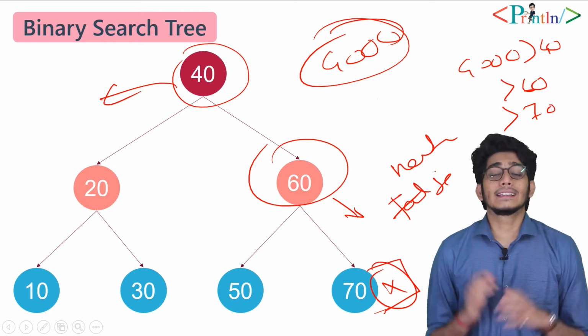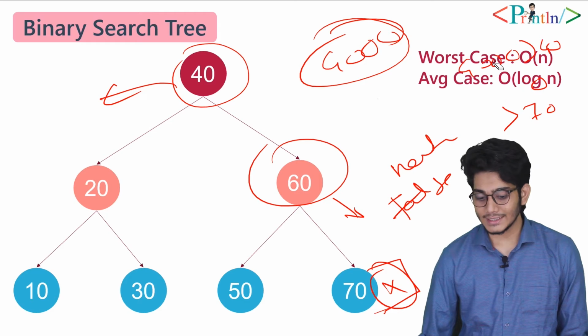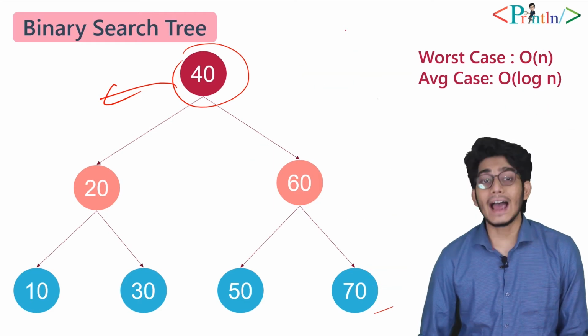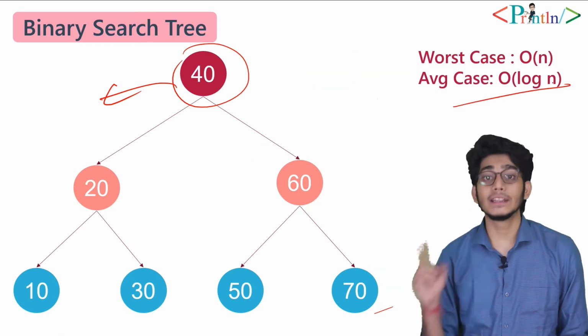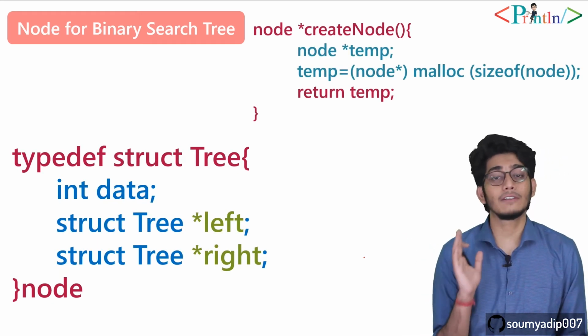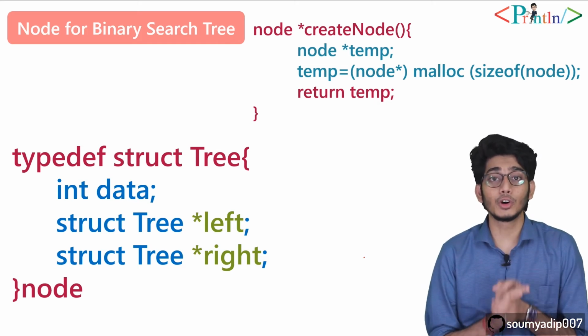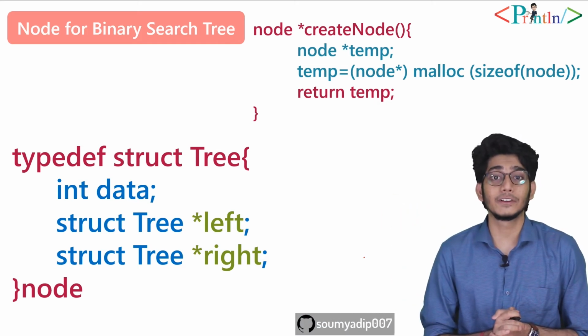So this is how we can search any element within a BST. The worst case time complexity is O of n and for the average case it will be log n. At first we have to construct the tree and insert some values. I have already discussed how we can insert any value within a BST. If you don't know, just click on the I button and watch that video first.